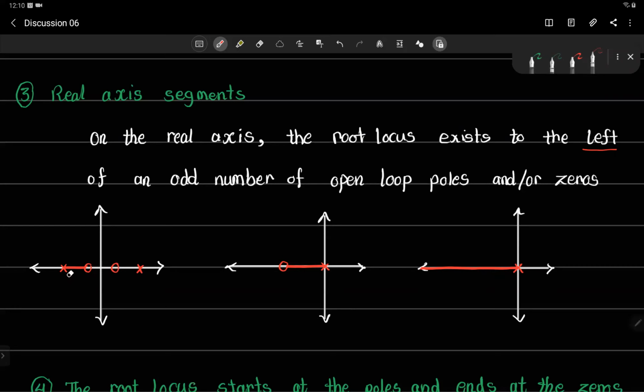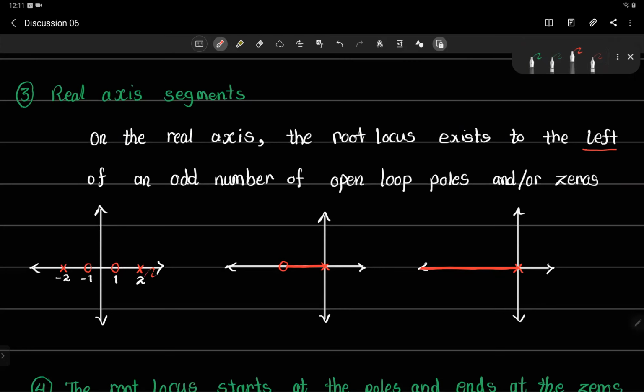So for instance, in this pole zero map, we have a pole at, let's say, 2. Then we have a zero at 1, then we have a zero at -1, and then we have a pole at -2. Because we have poles on the real axis, we are going to have roots on the real axis, or part of the root locus will be a part of the real axis.